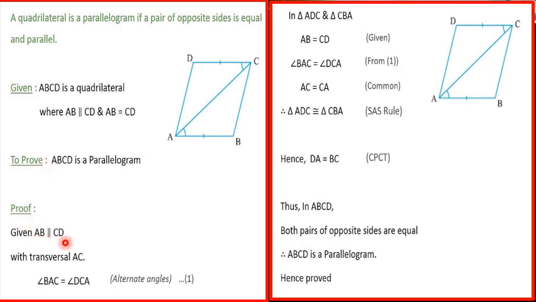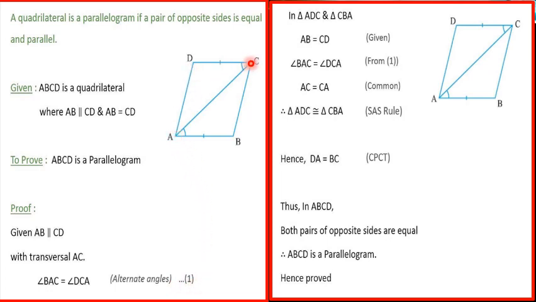It is given that AB is parallel to CD, isn't it? So AB is parallel to CD, so AC acts as a transversal. So which are the alternate angles? Angle BAC, that is this angle, is alternate to this angle, that is DCA. Alternate angles will be equal if a transversal is cutting a pair of parallel lines. So angle BAC is equal to angle DCA. The reason is alternate angles. Give it as equation number 1.